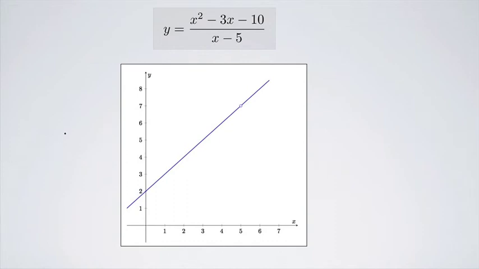So here's a graph of the function x squared minus 3x minus 10 over x minus 5. That's the same thing that we had before. And you see it looks like a line, except there's a hole right here. Well, that's because of the x minus 5 in the denominator. And we saw that the limit as x approached 5 ended up being 7. Well, that makes sense. As we travel along the graph and get closer and closer to 5 on the x-axis, we get closer and closer to 7 on the y-axis. But the limit doesn't care what happens right at x equals 5. It only cares about what happens as you get close to it.